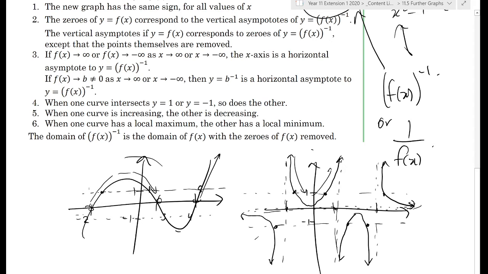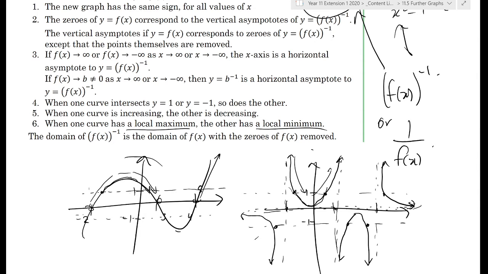The last thing that I want to say is when the curve has a local maximum, the other has a local minimum. What that means is that this one has a top before it comes back down, so this one has a bottom before it comes back up. It's like the opposites. Reciprocal, think of like the opposite.